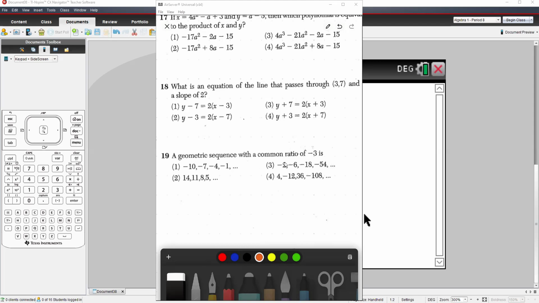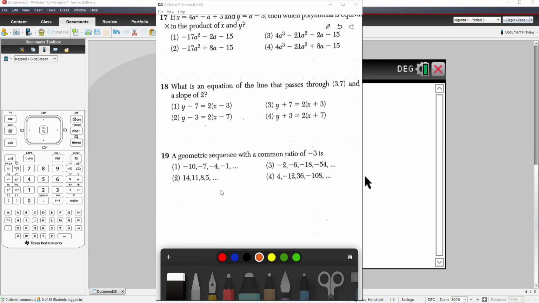I am going to do question number 19 from the August 2024 Regents exam. It's a geometric sequence, and they're saying one of these four choices is a geometric sequence with a common ratio of -3. A geometric sequence is nothing more than an exponential function, and the common ratio is basically telling you what the growth factor is.